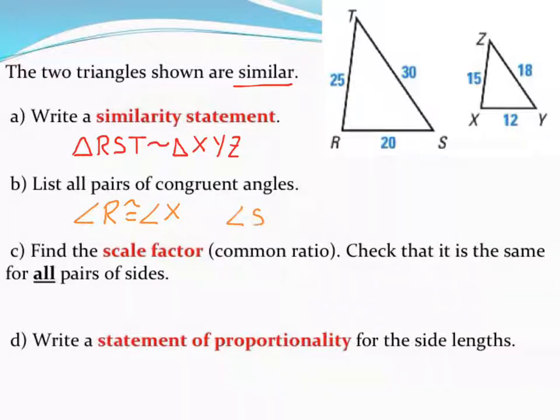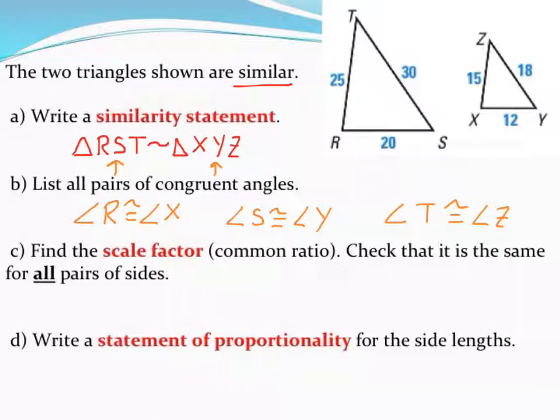Next up, angle S would be congruent to angle Y. And feel free to use the congruency statement to help you, or the similarity statement to help you if you can't tell from the diagram. Angle S is the middle letter there, so angle Y would be what it matches up to, the middle letter. Finally, the last two angles that match up are angles T and Z. So there's all three angles, matched up.